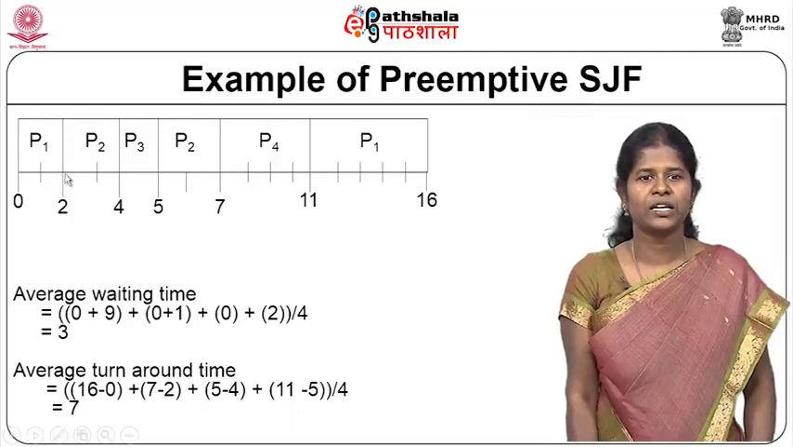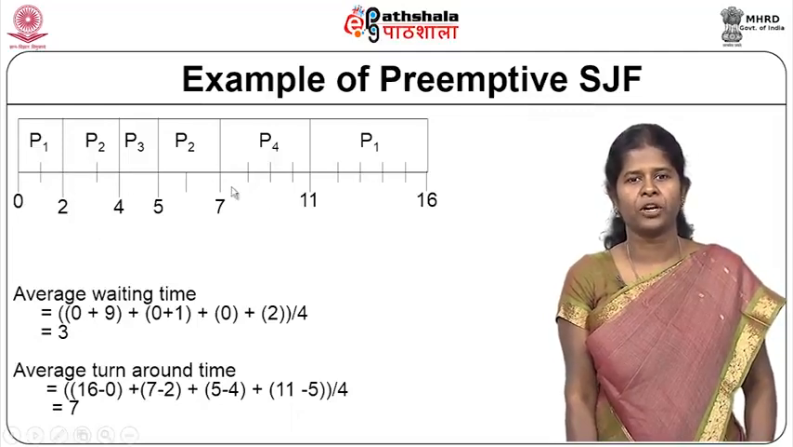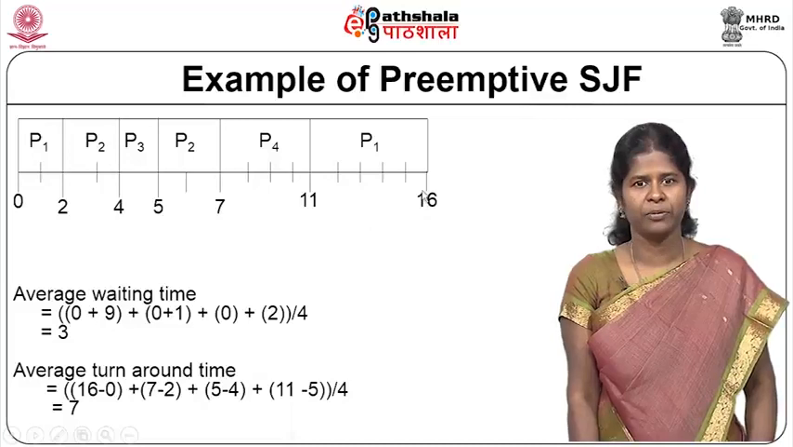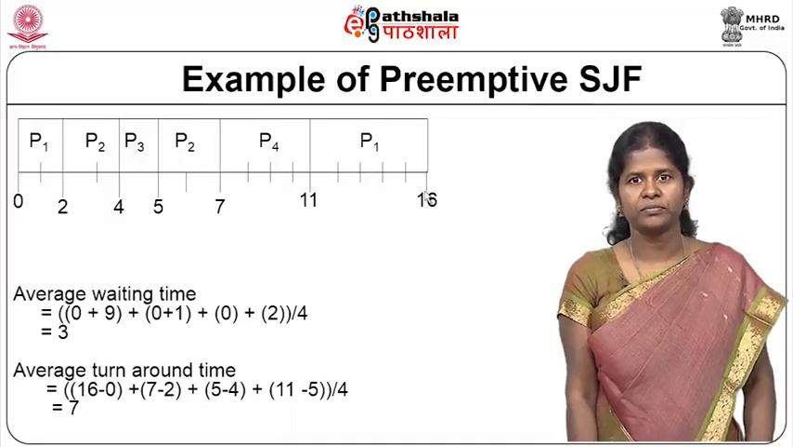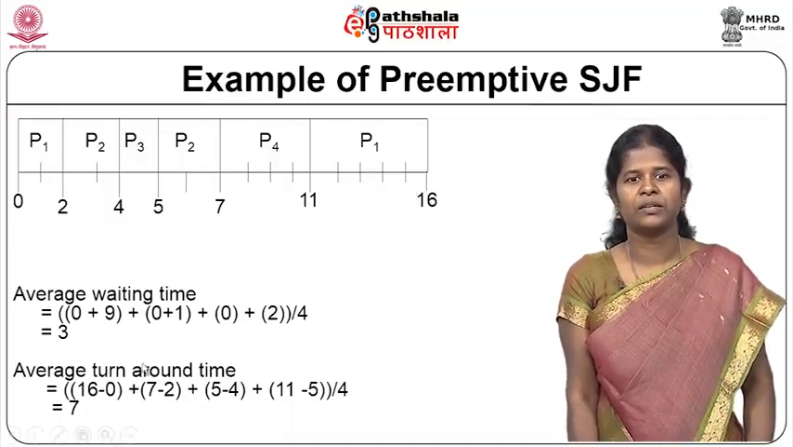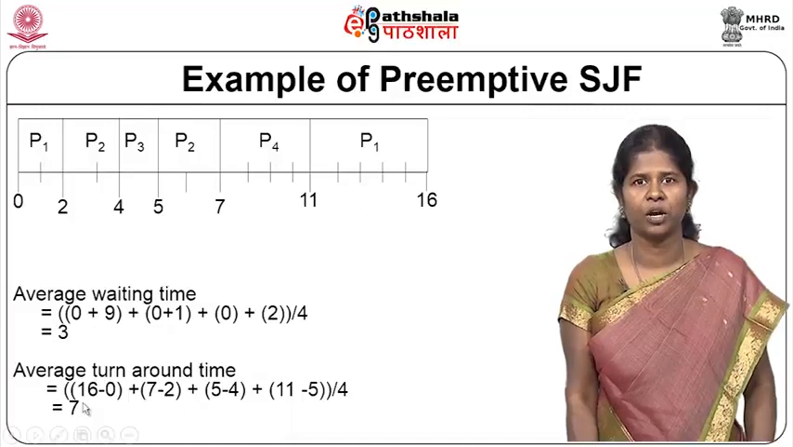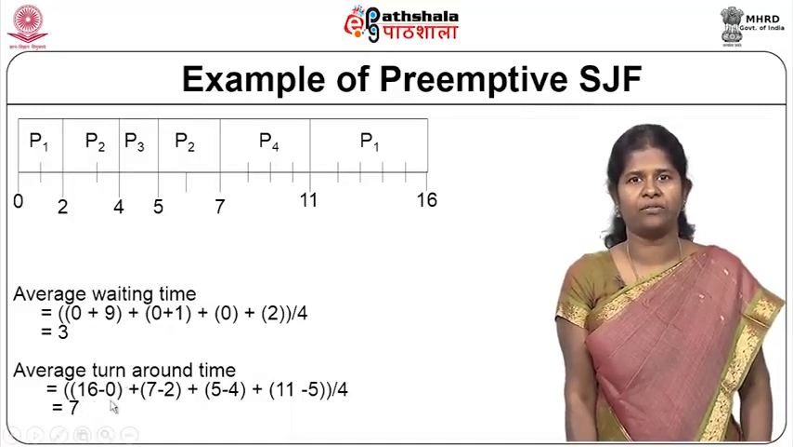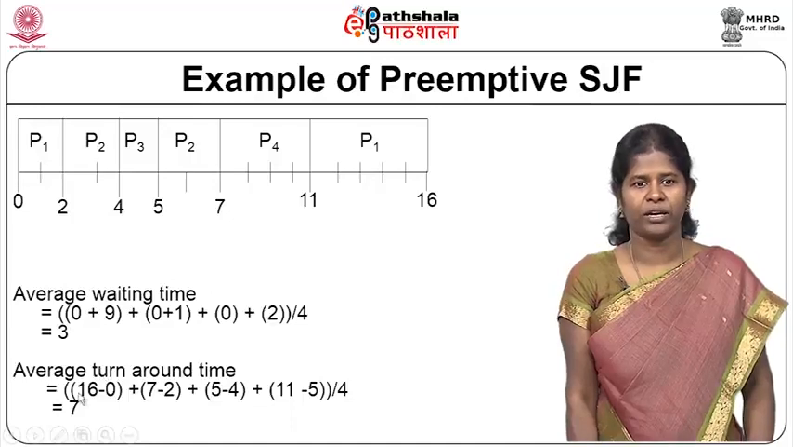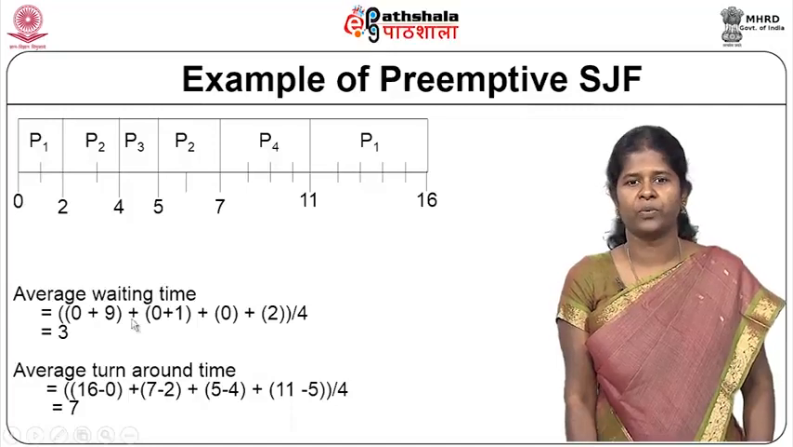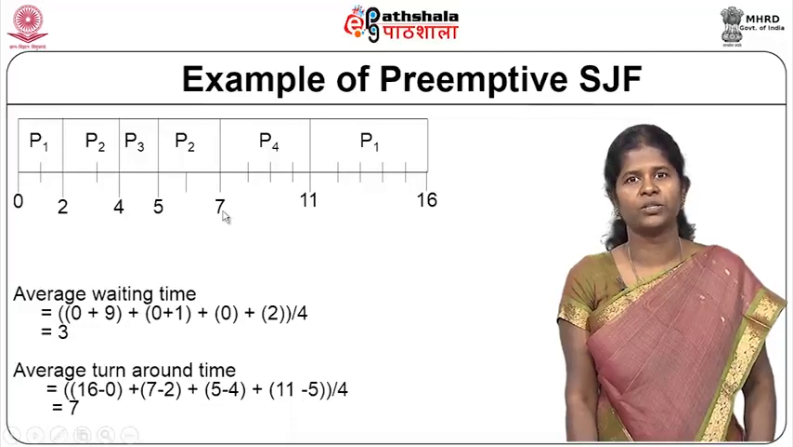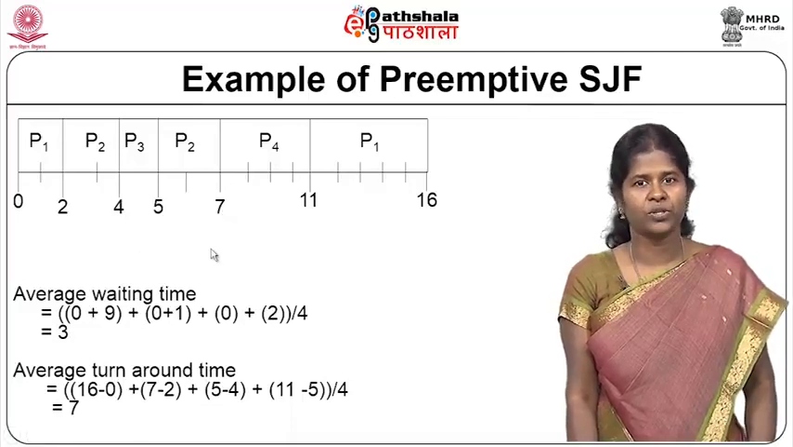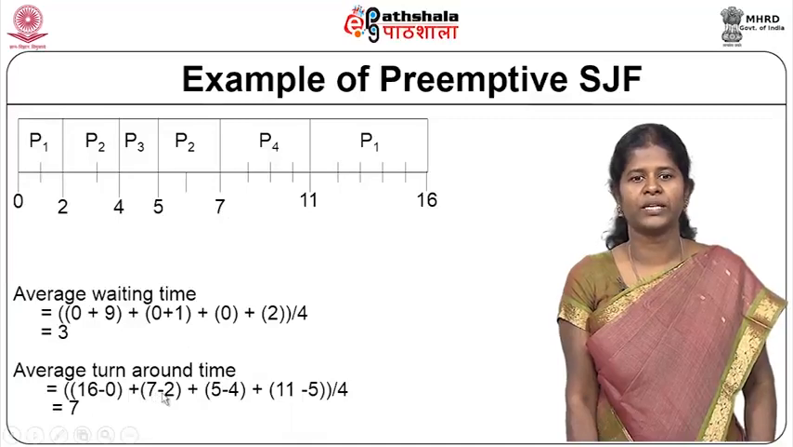First, we will look at the turnaround time of process P1. Process P1 finishes off its CPU burst at t equal to 16, and it arrived at t equal to 0. So, the turnaround time is the time at which it finishes its job minus the time at which it arrived. That is the turnaround time for any process. So, for P1 it is 16 minus 0, which is 16. For P2, what is the turnaround time? It finishes the job at t equal to 7, and it arrived at t equal to 2. So, 7 minus 2 is 5.